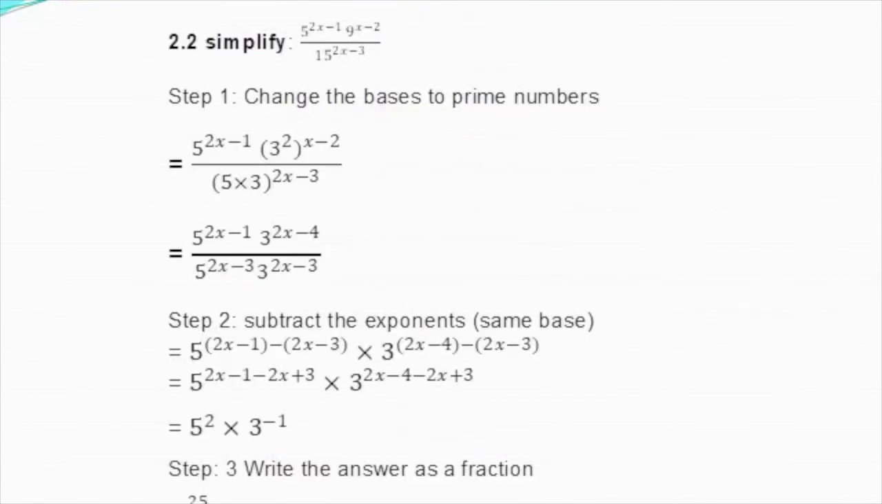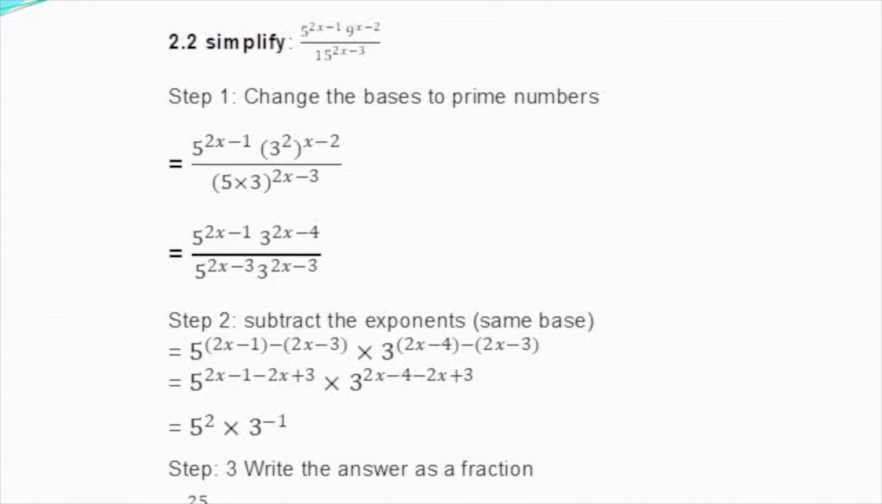Another exponential expression is 2.2. We have to simplify 5 to the power 2x minus 1 times 9 to the power x minus 2 divided by 15 to the power 2x minus 3.